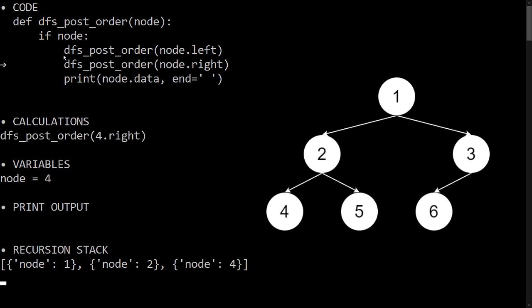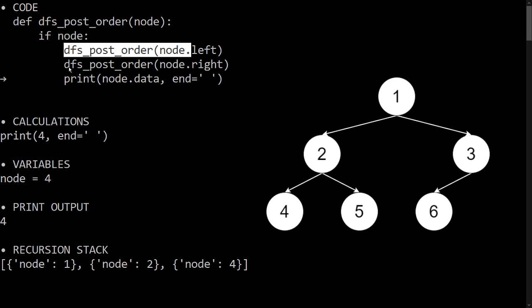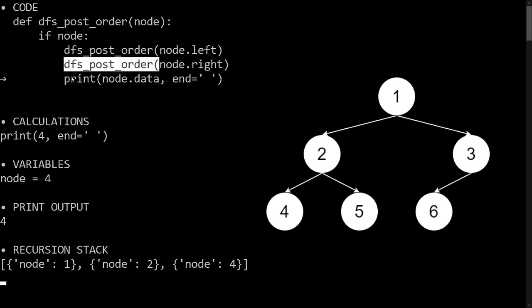For node 4, this function has been executed, so it will execute this recursive call, that is node.right. Node.right is again none. So the if condition will become false, and it will return back to its caller, that is node 4. For node 4, both the left subtree and the right subtree have been processed. So it will print its own data in the print output section.